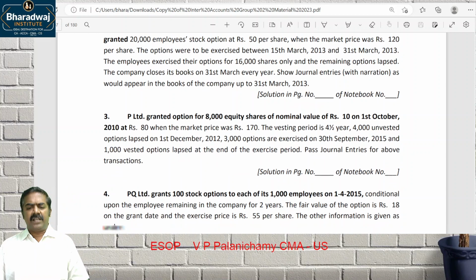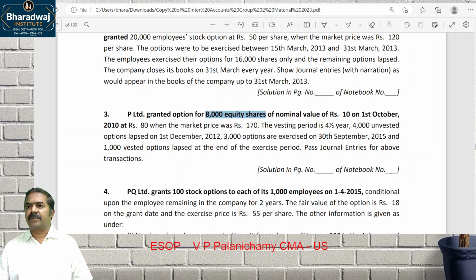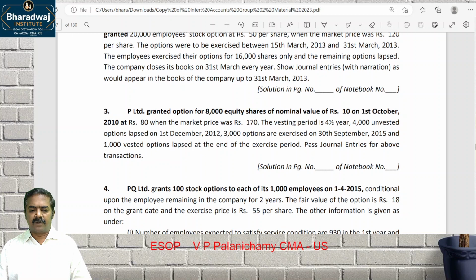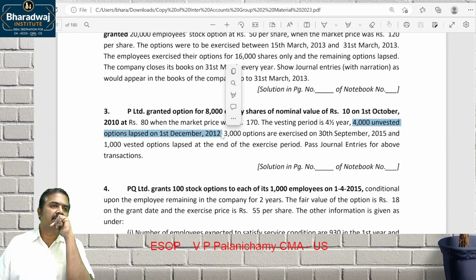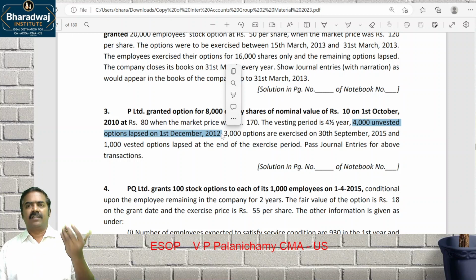Please understand the question first. How many equity shares are offered? 8,000 equity shares are offered. What is the period of vesting? 4.5 years. So from October 2010, you have to wait for 4.5 years to exercise the option. The 4,000 unvested means before that 4.5 years is complete, they lapsed. What is the meaning? Probably they would have left the employment, or probably they would not have fulfilled the vesting condition. So 4,000 options lapsed before even that 4.5 years expired.